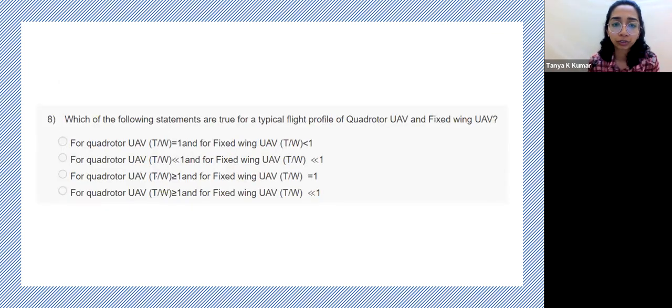Which of the following statements are true for a typical flight profile of a quadrotor UAV and a fixed wing UAV? So what is the difference between these two cases?